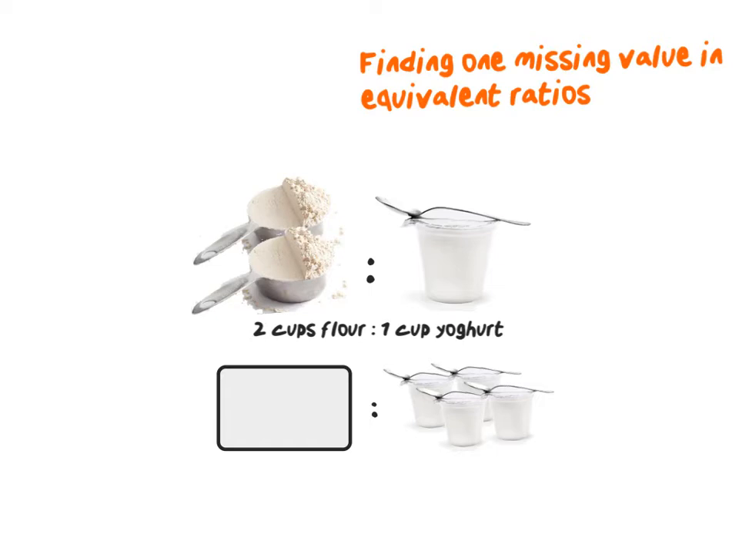For this recipe, we need 2 cups of flour for 1 cup of yogurt. You will see that in the bottom example, I now have 4 cups of yogurt, so I want to know how many cups of flour I need. For the yogurt, I multiplied by 4, and therefore I also have to multiply the cups of flour by 4. That will give me 8 cups of flour. So in this case, we also have an equivalent ratio of 2 to 1, which is the same as 8 to 4, but there's only one value that is missing.